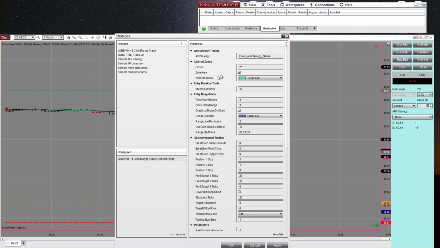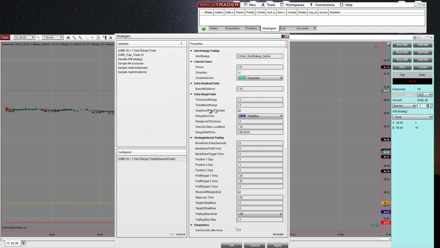So the first thing that we do is we turn off our zones, because we also have a zone trading setup in our software. And then the first thing that becomes important is how many ticks above the range or below the range do we want to enter the trade? We're going to choose 3, and then I'll show you what that means on the actual trading chart.